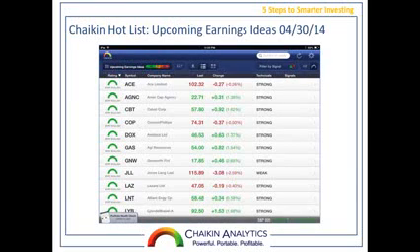So one of the Chaikin hot lists that we think is very important, because we think earnings season is a fertile time to make money in the stock market, is a list we call upcoming earnings ideas. And on this list are the stocks that are due to report earnings in the following week that have either a bullish or a bearish Chaikin Power Gauge rating.